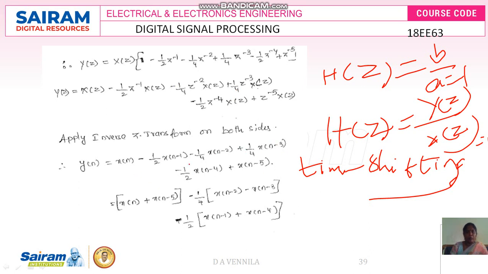Now all the coefficients: what is the coefficient of x(n)? 1. Next, you have to search for another term that contains coefficient 1. Here x(n-5) contains coefficient 1. So I am going to group these two terms, x(n) plus x(n-5).